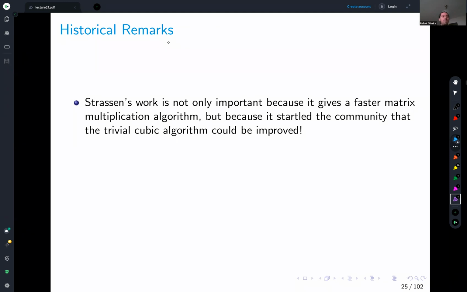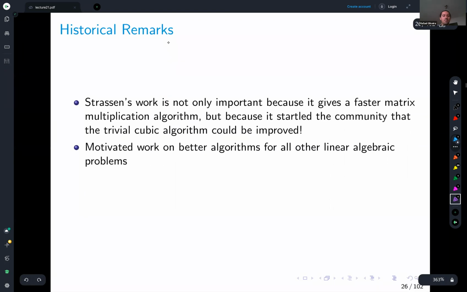Now let's talk a little bit about historical remarks. Strassen's work is not only important because it gives us a fast and quite simple algorithm for matrix multiplication, a very practical algorithm to code, but it's also important because it startled the community back then that the trivial cubic algorithm could be improved. People believed that this was the best we can do. But when Strassen came up with this, it was really impressive. And it really started this whole research direction, and it motivated work to find better algorithms for all the other linear algebraic problems. That's also a historical significance.